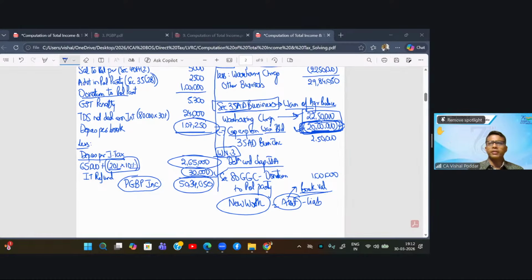Simple. Correct? Sir, just as I said, whatever sales we did under PGBP related to 35AD, there is no matter of capital gain or capital loss there, correct? Correct. Entire amount will show under PGBP. You also explained that time, so I got confused. No problem. Now, is it clear? Yes, sir. Okay, thank you, sir.